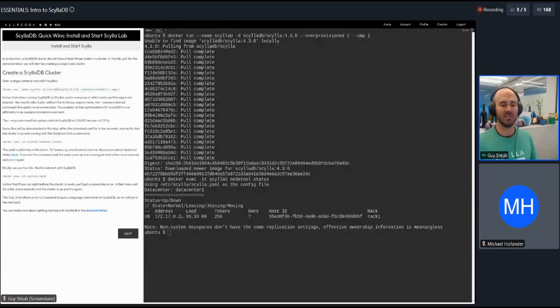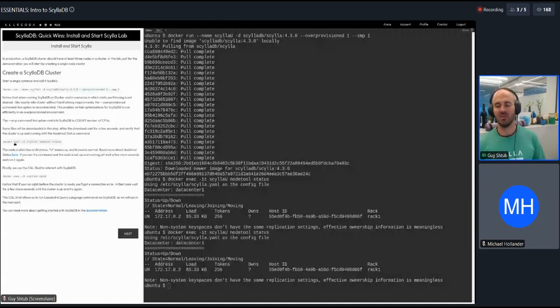And then I clicked on the second command, and it's called nodetool status. And what this does is it shows me the status of my cluster. In this case, I have a single node in my cluster and it's up and running.